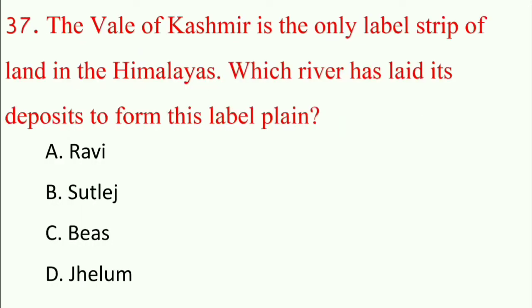Next, the Vale of Kashmir is the only level strip of land in the Himalayas. Which river has laid its deposits to form this level plain? The correct answer is D.